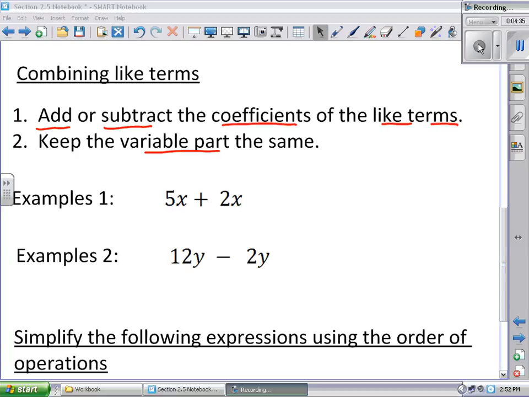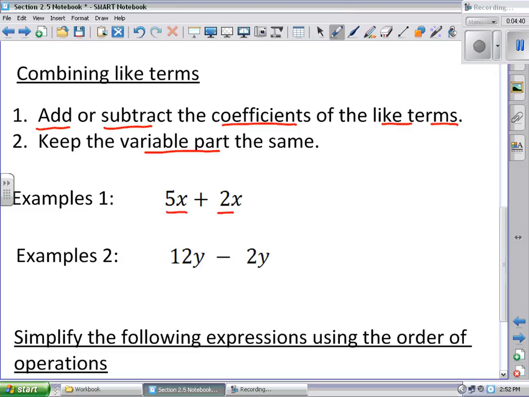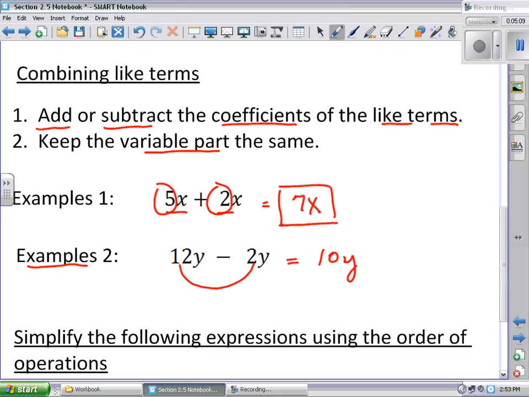Let's look at some examples. 5x plus 2x. We want to add or subtract the coefficients. In this case, 5 and 2 would give us 7, and then we want to keep the variable part the same. Add the coefficients and keep the variable part. On example 2, we want to subtract the coefficients. 12 minus 2 is 10, and keep the variable part, which is the y.